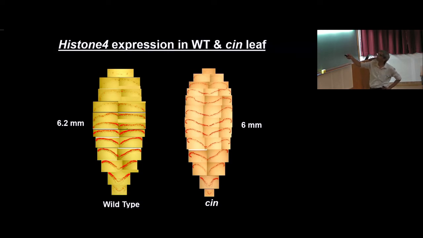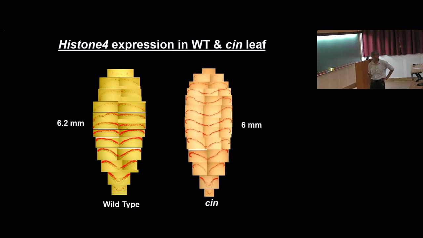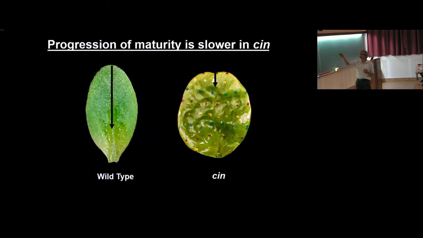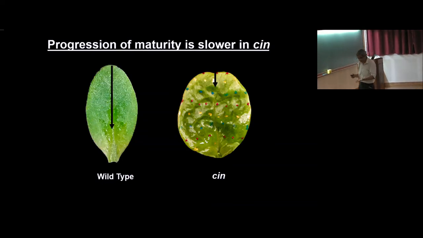There's more histone here, and then the histone is cleared out because those are the mature regions. But in the mutant, even though it is a similar stage, you see the histone is there almost till the tip. That's because the maturity is not moving down as fast as it is in the wild type. But even though the movement of the maturity is reduced, that may explain why there is a greater number of cells or why it is bigger.